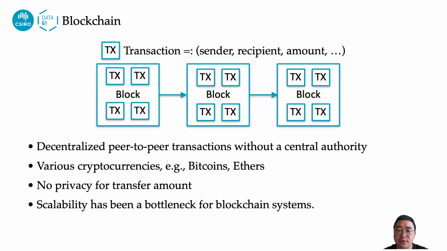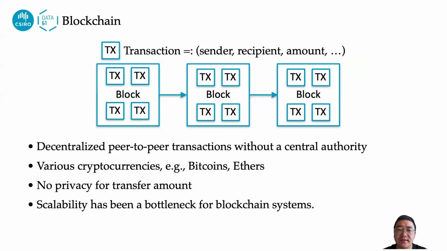Let me give a brief introduction to the background. Blockchain leverages cryptographic techniques to link blocks together. Blockchain enables decentralized peer-to-peer transactions without using a central authority. The technology has spawned the creation of various cryptocurrencies, such as Bitcoins and Ethers. Each block consists of a multitude of transactions, where each transaction contains three key data: a sender's address, a recipient's address, and the transfer amount.